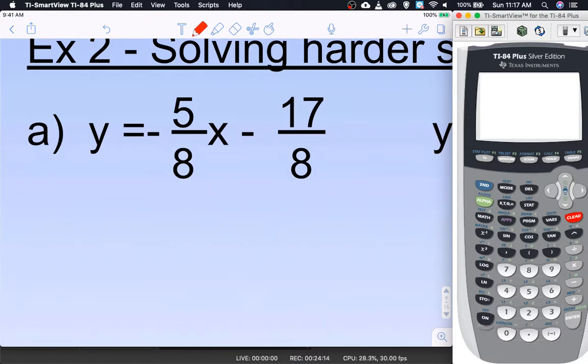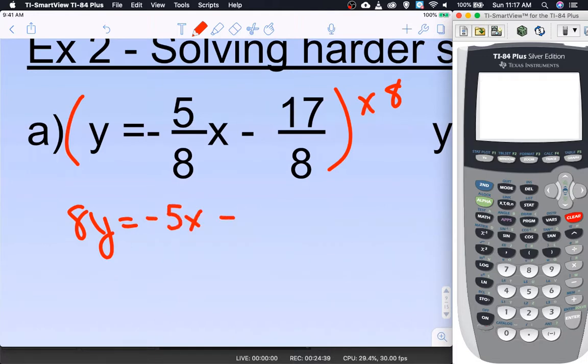With this harder part of the equations that we're doing now, there's really no allegiance to substitution or elimination. You just solve using the best method. So I'm going to multiply this whole equation by the common denominator of all fractions, which in this problem is 8. What that does for me is I'm going to get an 8y, a negative 5x, and a negative 17.